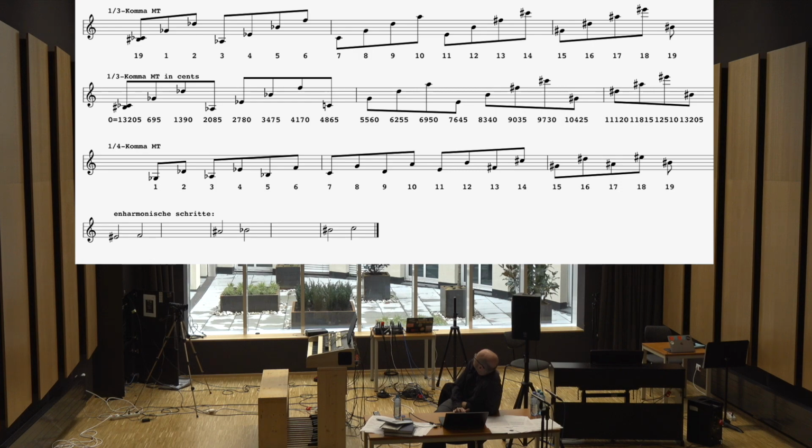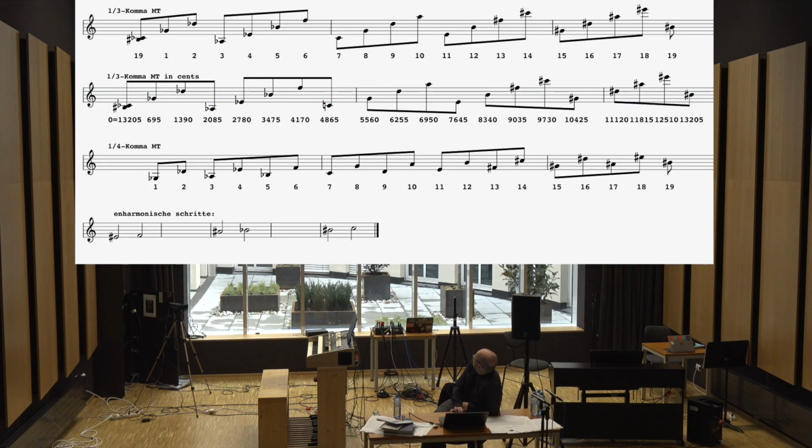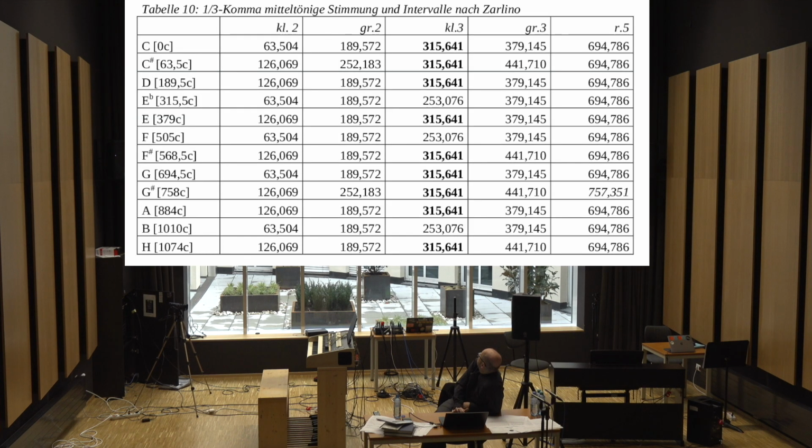So when you look here at the quarter comma mean tone temperament, this is the chart. What is characteristic for this temperament is that it has pure major thirds, not pure minor thirds. Sorry, I forgot to explain: you see all the fifths are a quarter comma too low, so about 7 cents low. So it's quite a small fifth. I can even show you in a moment.